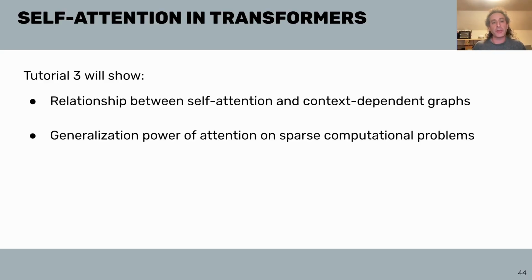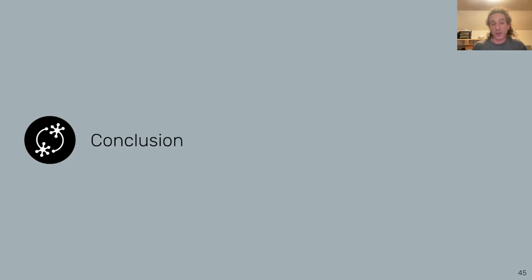So tutorial 3 is going to show the relationship between this kind of self-attention and context-dependent graphs, these sparse graphs which are changing how different variables are communicated downstream. And it will also show you the generalization power, what inductive bias these self-attention modules have on sparse computational problems, which gives us insight into what kind of problems they'd be good at and potentially what kind of problems they would struggle with. So this can help us think about what principles of intelligence we need for what types of problems. So I hope you enjoy these tutorials.